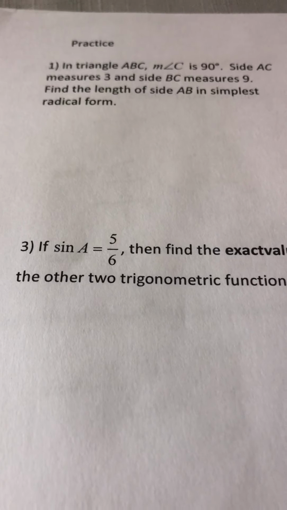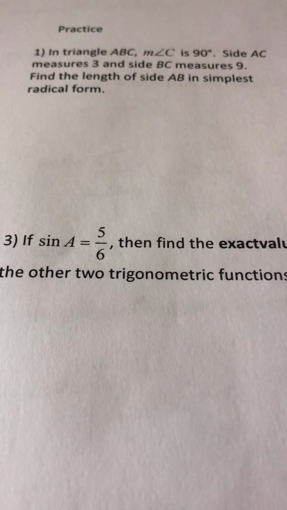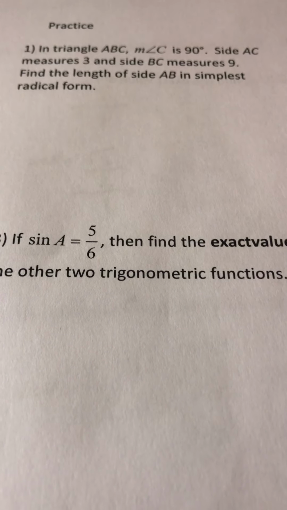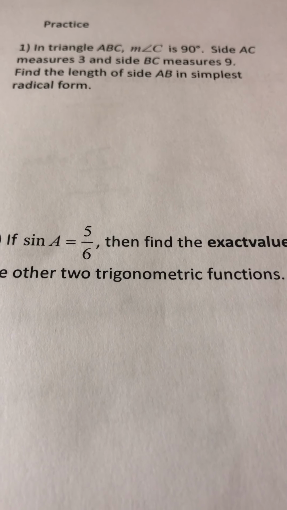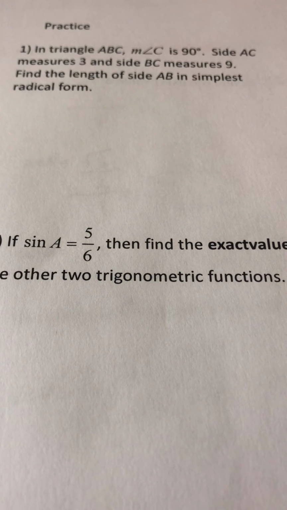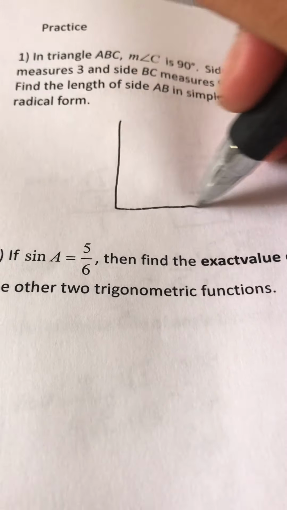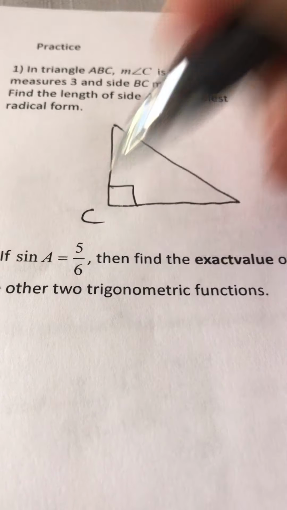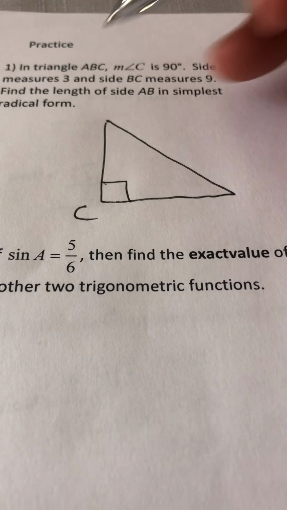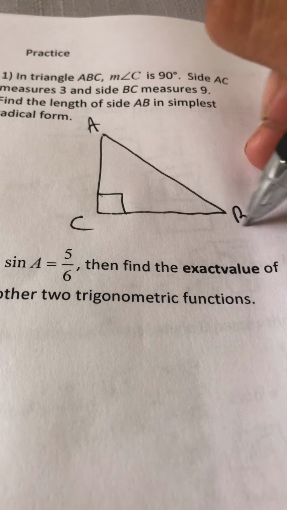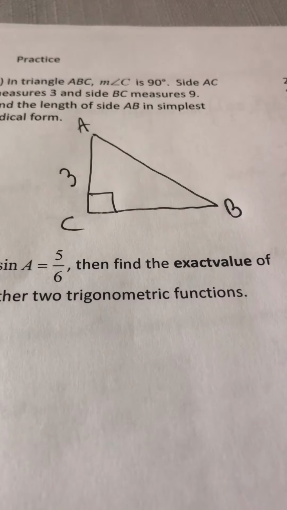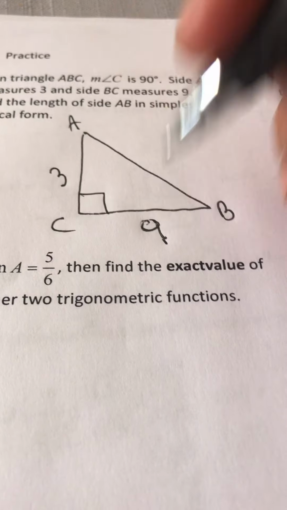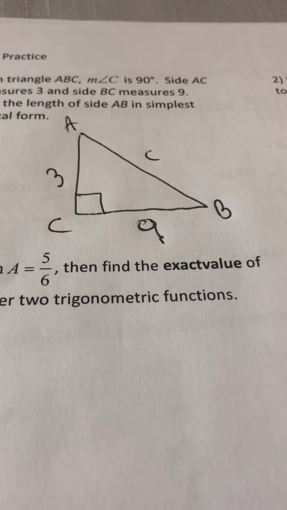This is a trigonometry review. In number 1, it says in triangle ABC, angle C is 90 degrees. Side AC measures 3 and side BC measures 9. So we're going to draw a right triangle. Angle C is 90 degrees. AC is 3 and BC is 9. We are going to use the Pythagorean theorem to find C.